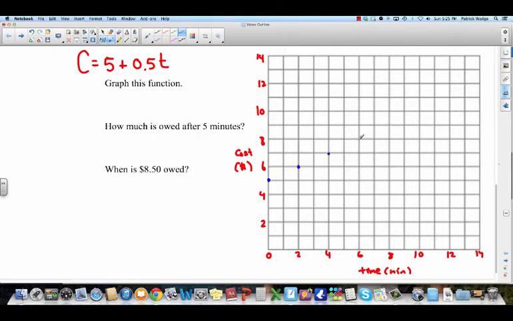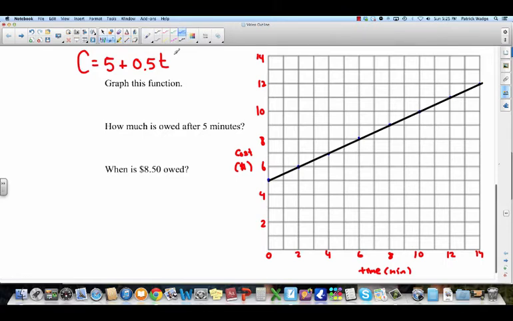Another 2 minutes you're up to 8, then 9, then 10, then 11, and after 2 more minutes you're up to 12. There you go. And what we do is we join this with a line. This is a nice linear relation. It makes a line, right?